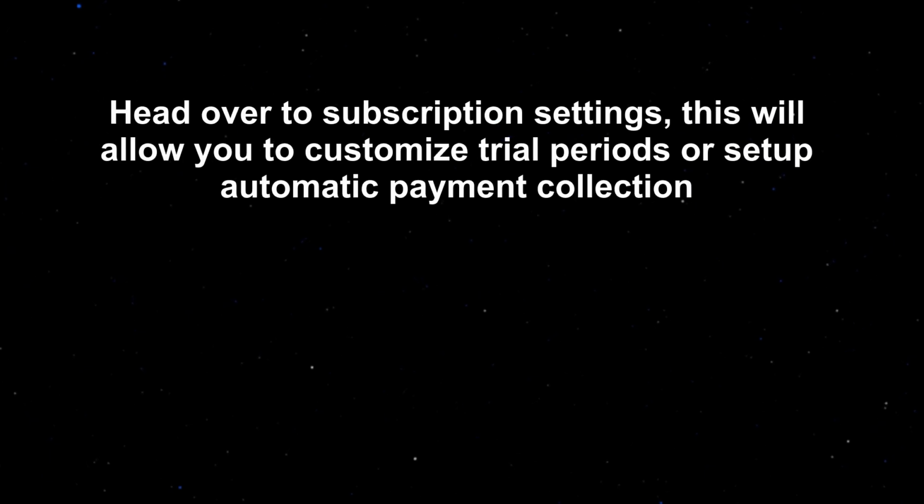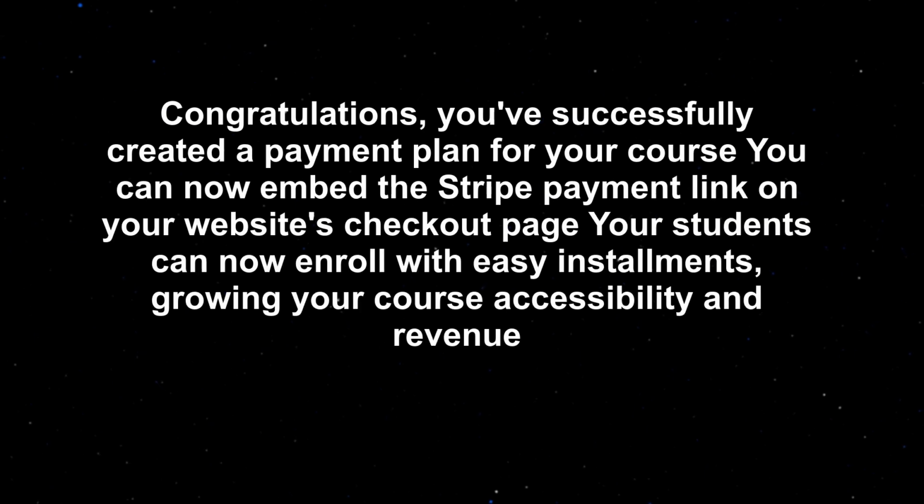Head over to Subscription Settings. This will allow you to customize trial periods or set up automatic payment collection. Congratulations, you've successfully created a payment plan for your course. You can now embed the Stripe payment link on your website's checkout page. Your students can now enroll with easy installments, growing your course accessibility and revenue.